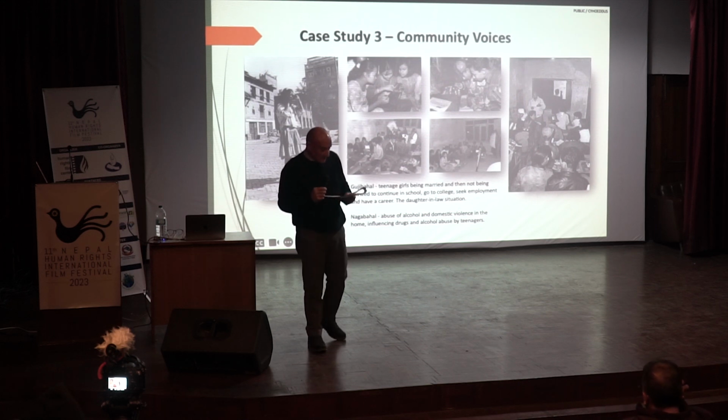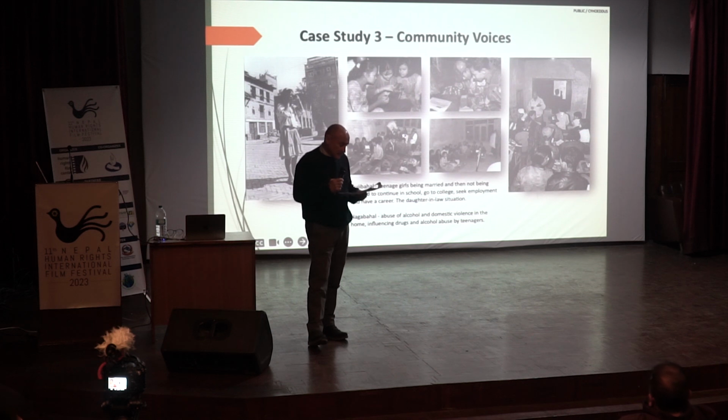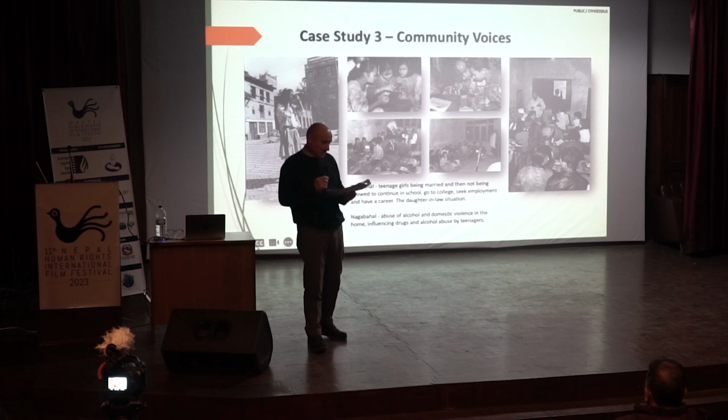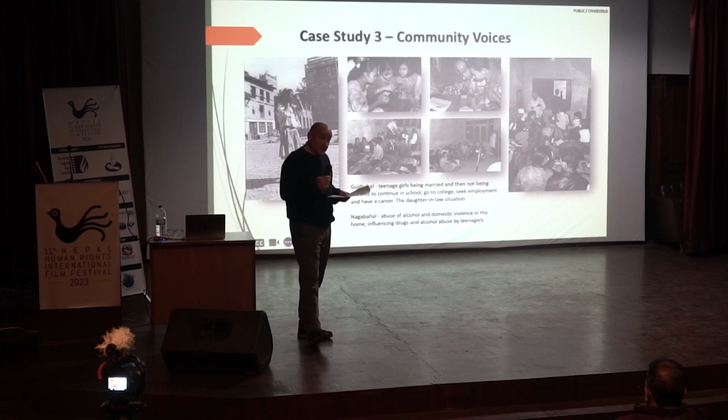And over the course of about 4 weeks, they slowly narrowed down their themes until they felt they had common ground around the most important issue affecting them collectively as a group of young people in their community. And in Guji Bahal, that was teenage girls. They were mostly teenage girls in this group.